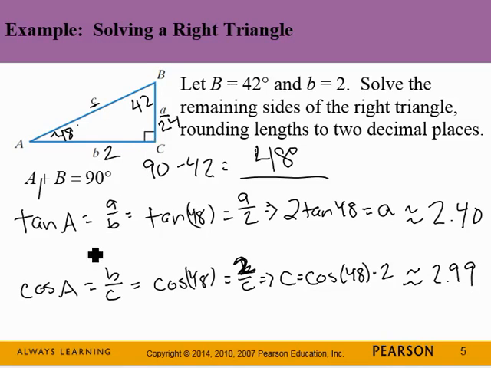Picture not drawn to scale. And for finding C, I used cosine A. You could have used cosine B, sine A, it doesn't matter. You should still have the same answer, which is about 2.99.